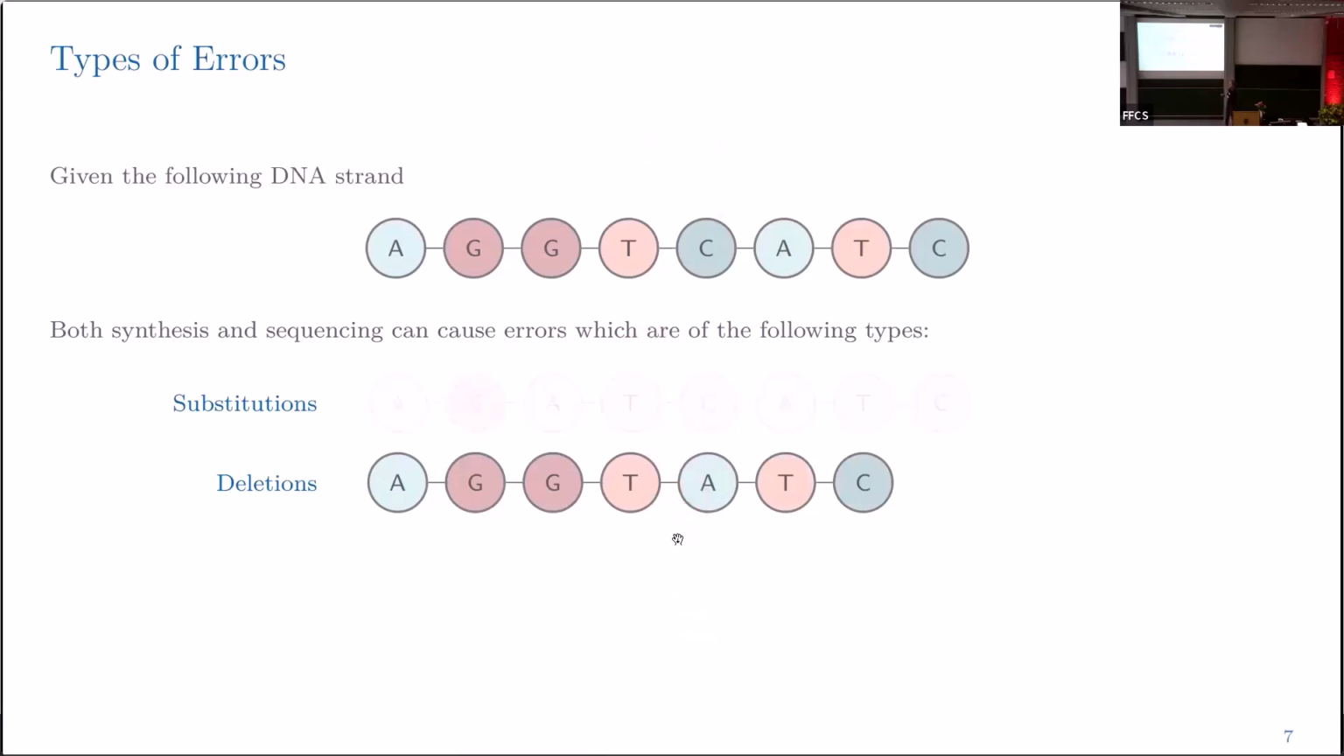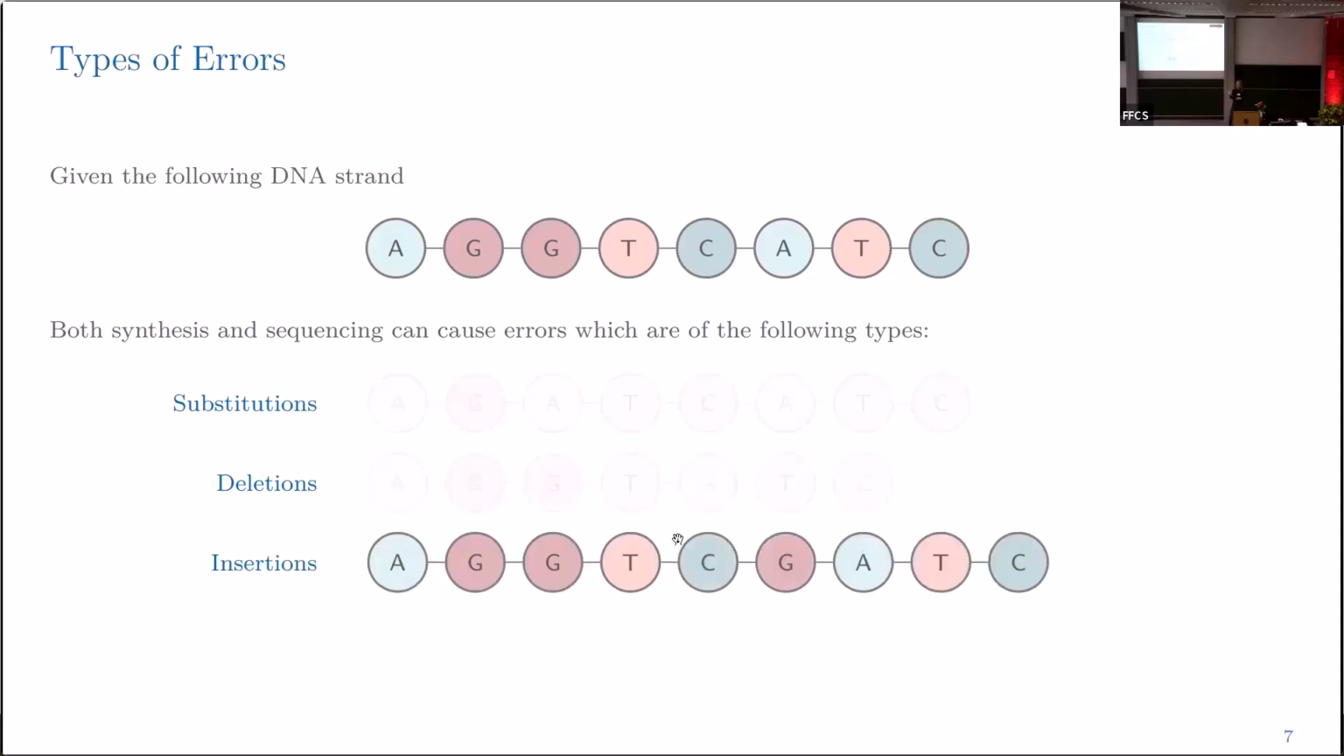That means we have no clue about the position where it got deleted if we just see the output. So this is, for a coding theorist, different from an erasure because we lose the information of the position where it actually happens. And the counterpart to deletion is an insertion, so it can happen that a base gets inserted here.